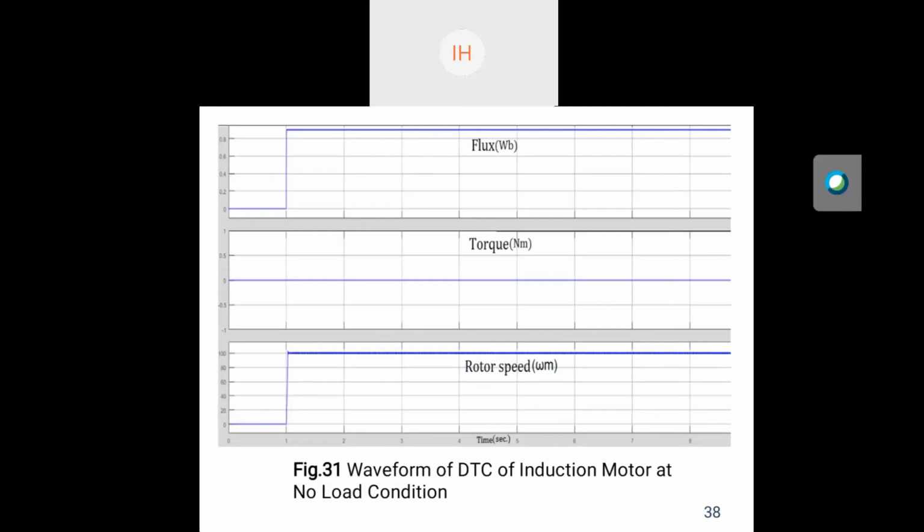That means from this waveform we can conclude that we are able to control the torque, rotor speed, and flux of this induction motor. So next slide.